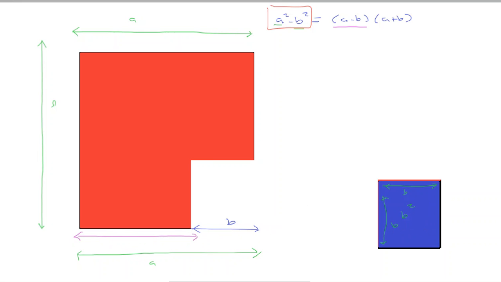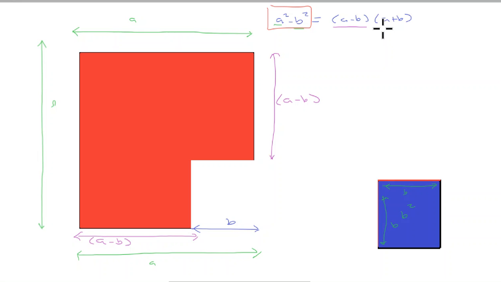So what's this purple part then? It's the dimension a, but subtracting the piece that's been cut out, which is b. So this here is a minus b, from here to here. We can also say the same thing from this top part down to here: that section is also a minus b. So we can actually figure out where a minus b is.